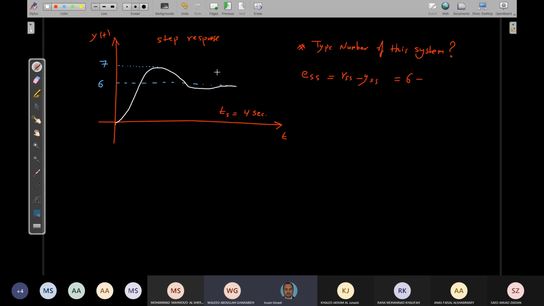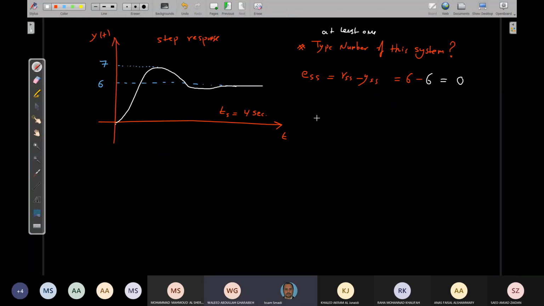The final value. This system settles where? 6. So 6 minus 6 equal to what? 0. So the type number is what? At least 1. Correct? Because maybe it will be 2, but it cannot be 3. Why? Because this system is a second order system. So at least type 1.